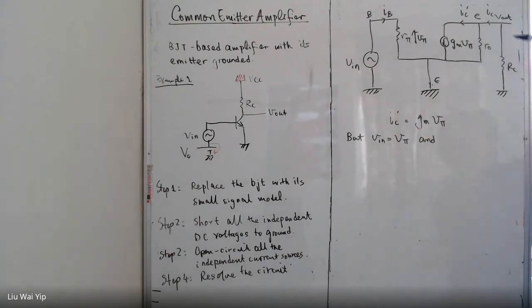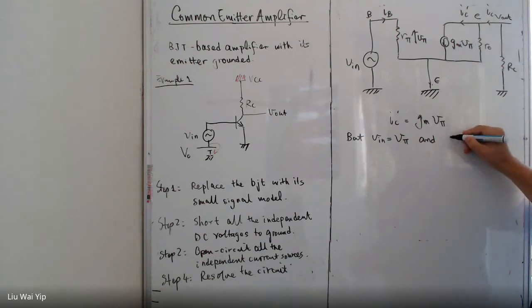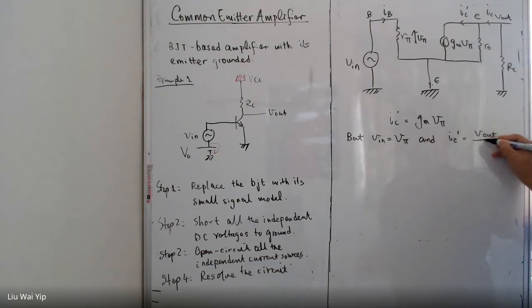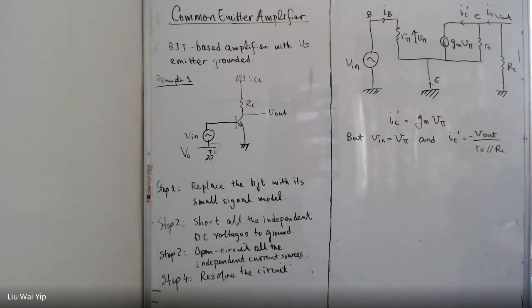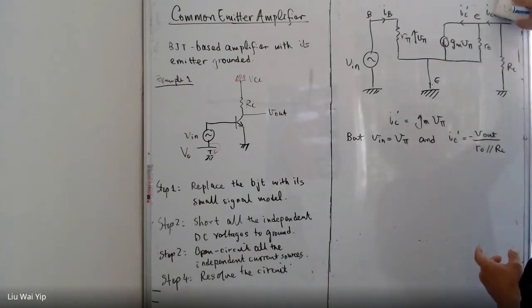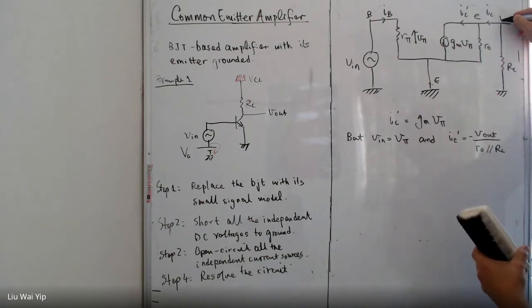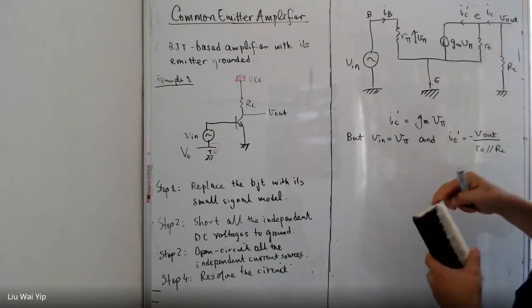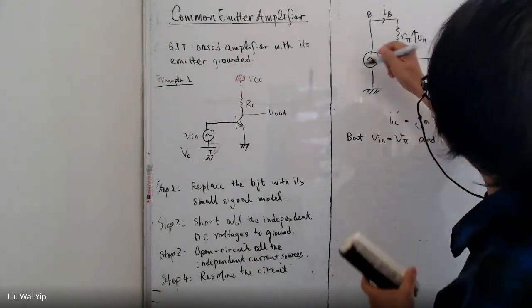And IC naught. What is IC naught? Based on what we have seen here, IC naught is equal to minus Vout over r naught in parallel with RC. We need to make sure it is a small signal. We need to highlight it. And this one is a small signal.